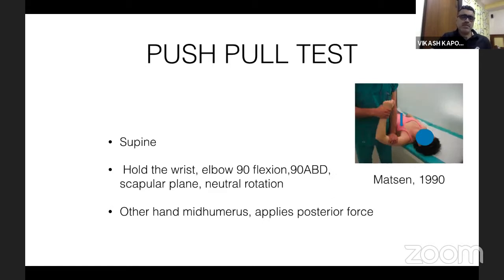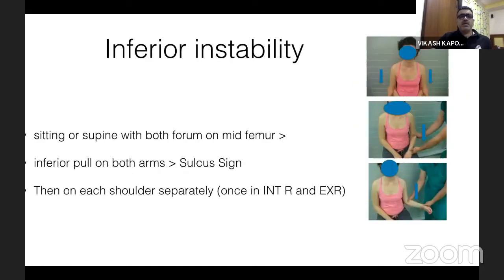Push-pull test is another variant where you do the same thing in a different way. Hold the wrist and elbow in 90 degree flexion, 90 abduction, scapular plane, neutral rotation, and the other hand is on the mid-humerus and applies the posterior force. For inferior instability, the patient is made to sit or lie supine with both forearms on the mid-femur. Inferior pull on both forearms can lead to a very minor sulcus sign in cases of mild instability, but it may not be easily perceptible in very minor instabilities.